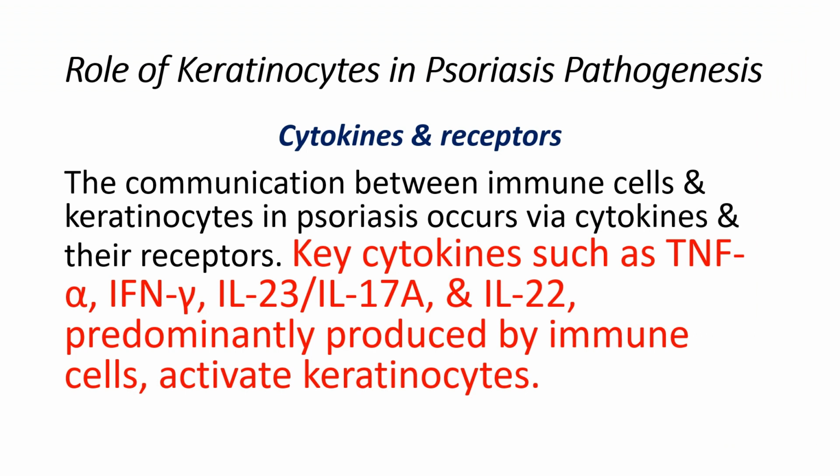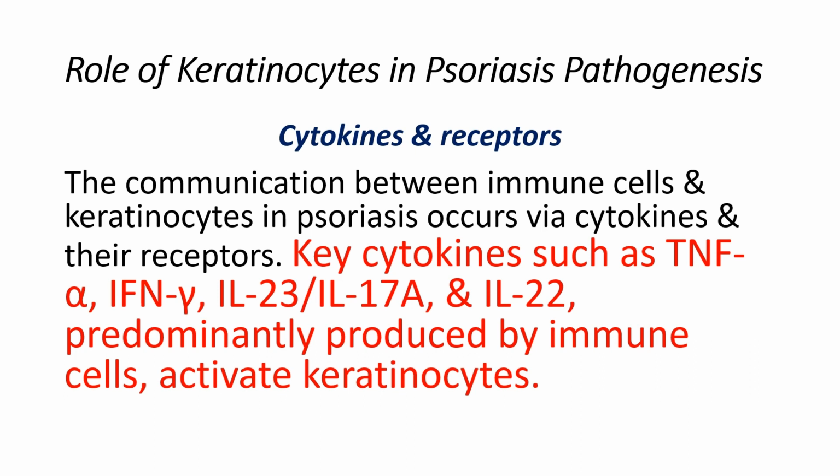Let's talk about the second controlling factors, which are cytokines and receptors. The communication between immune cells and keratinocytes in psoriasis occurs via cytokines and their receptors, playing an important role in the pathogenesis of the disease. Key cytokines such as tumor necrosis factor alpha, interferon gamma, interleukin 23, interleukin 17A, and interleukin 22, predominantly produced by immune cells, activate keratinocytes.